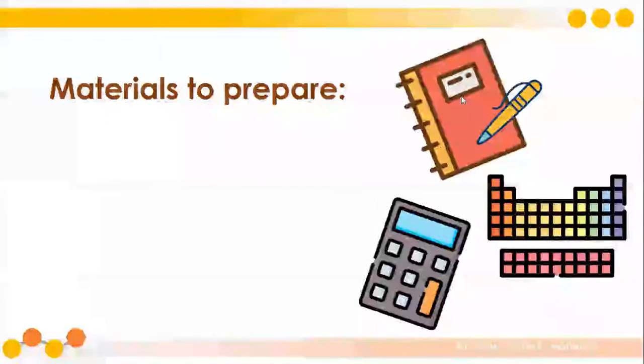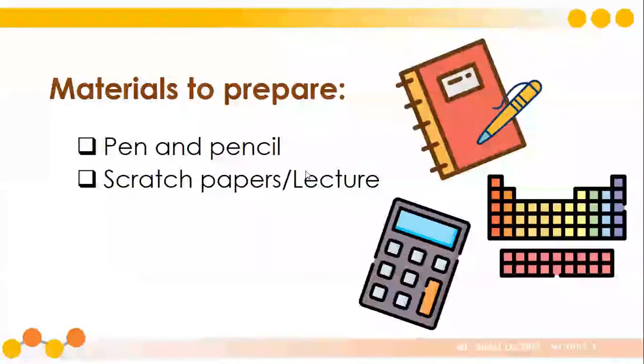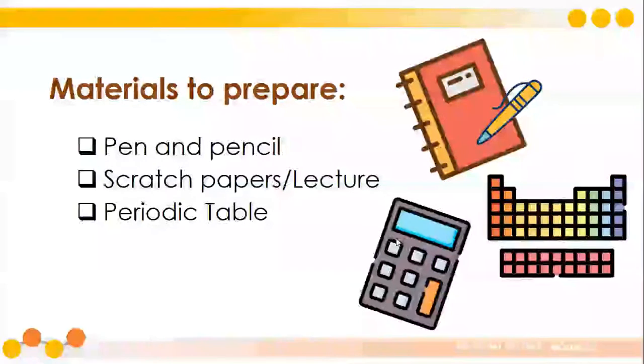Here are the materials that you need to prepare in order for us to have a smooth discussion and for you to follow through the discussion smoothly. Of course, you need to prepare pen and pencil, whichever you prefer. You also need to prepare your own scratch papers or lecture notebooks for you to take down notes of the important concepts that will be discussed and also for you to participate in the solving part. You'll also be needing a periodic table. Again, the periodic table that you need to use is uniform so that we can have the same values whenever we are discussing. It's already posted in the module.